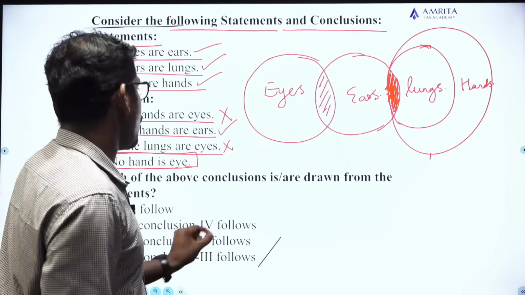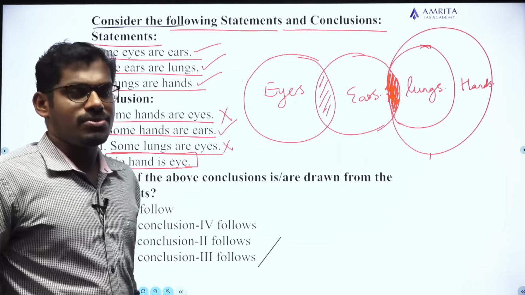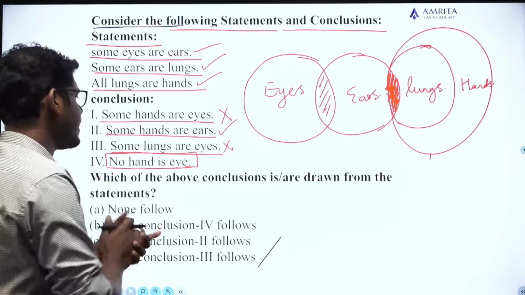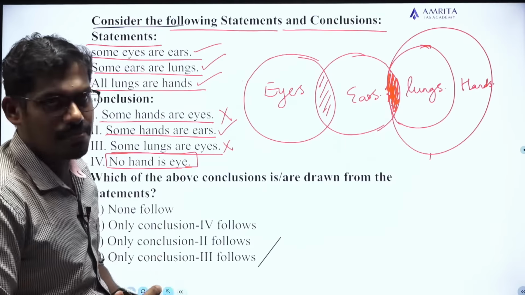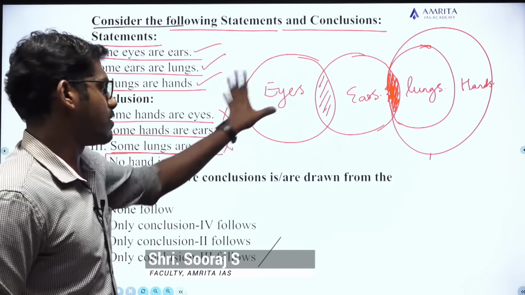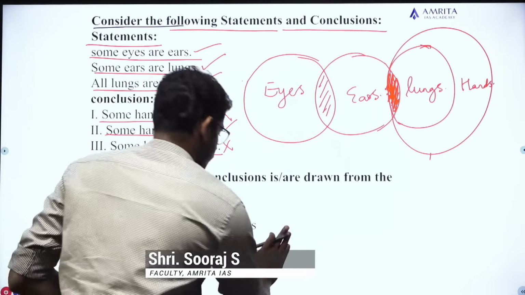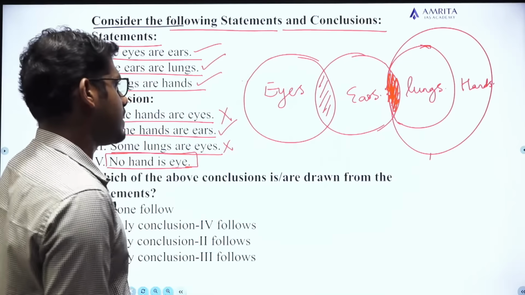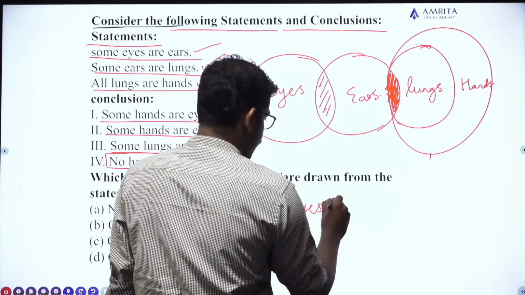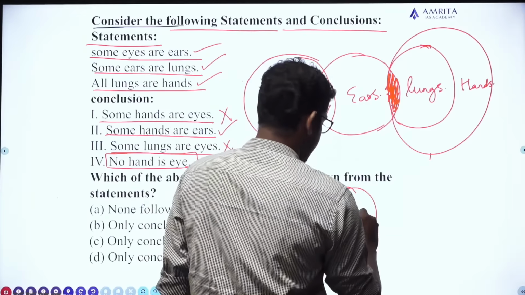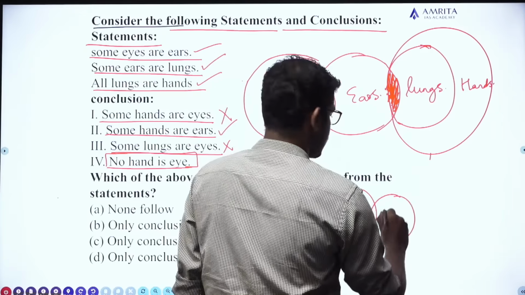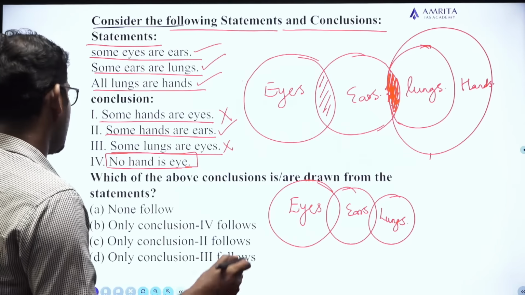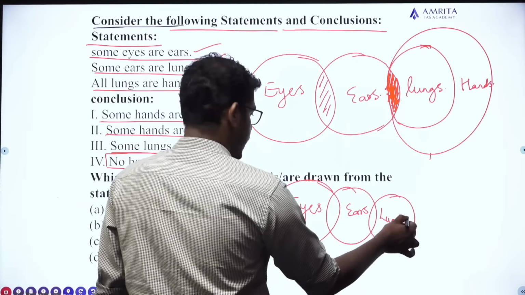The conclusion is no hand is eye. If a no statement comes, we should try to negate that statement. How can we negate this statement? Without changing the basic statements, I can negate this particular statement. Let me show. The idea is no hand is eye. I can redraw the figure: some eyes are ears, some ears are lengths. Clear? Then what is possible? All lengths are hands.